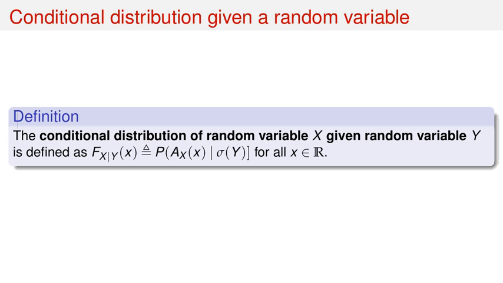Now let's define the conditional distribution given a random variable. The conditional distribution of random variable X given random variable Y, denoted F sub X given Y of x, is defined as the conditional probability of the event A sub x of X, X less than or equal to x, given the sigma algebra generated by Y, sigma of Y. This holds for all real x.